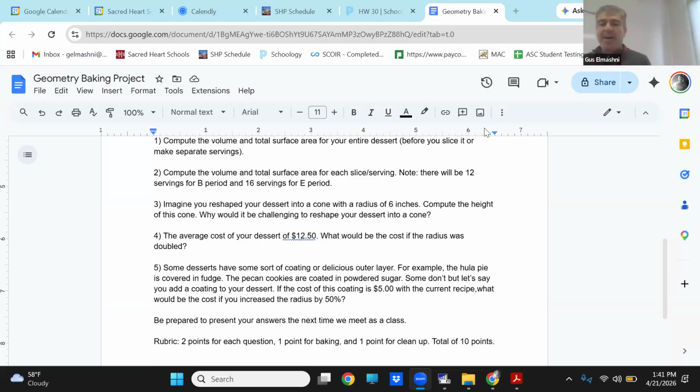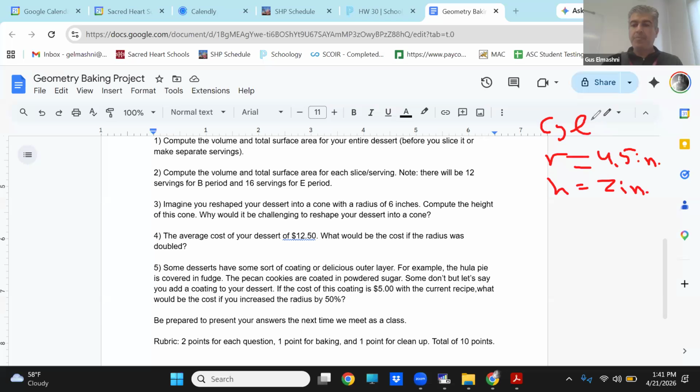Be patient. So for the olive oil group, what were your dimensions? What was your radius? 4.5 inches. Okay. What was your height? 2 inches. Okay, cool. And of course, what is the shape of it? Cylinder, right? Okay. And by the way, you will be provided all the formulas for all the shapes for the test on Thursday.